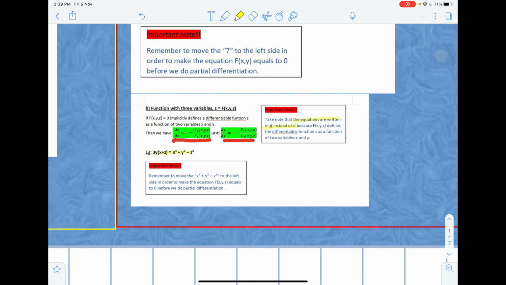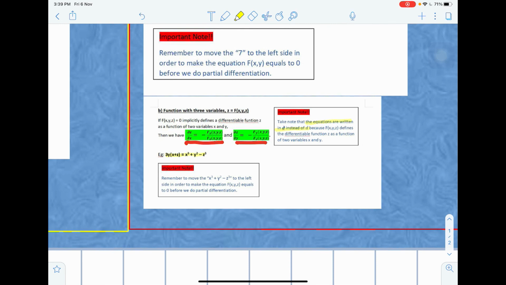So in this case, we have 3y times (x plus z) equals to these three variables. And please remember to move everything to the other side, while the right side will be equal to 0. So after that, we can do our partial differential.